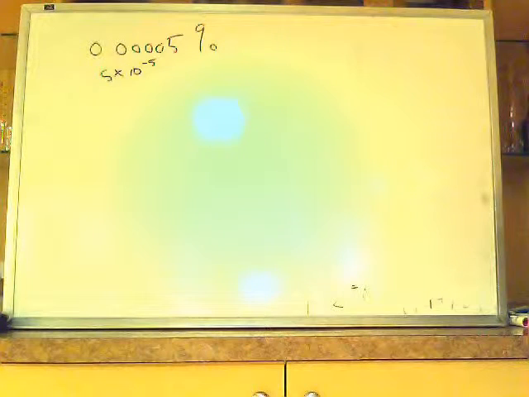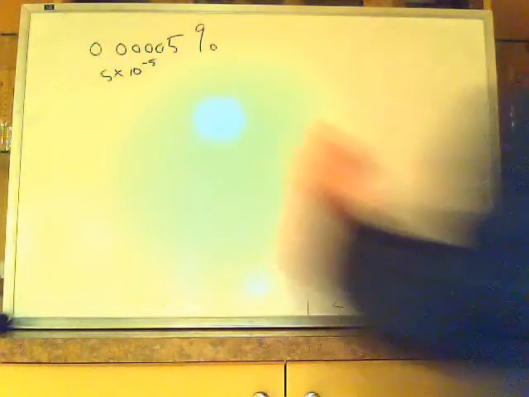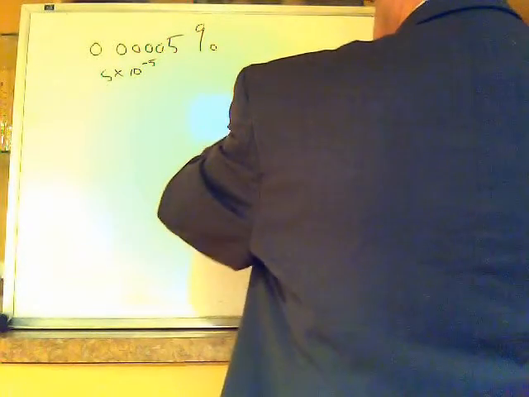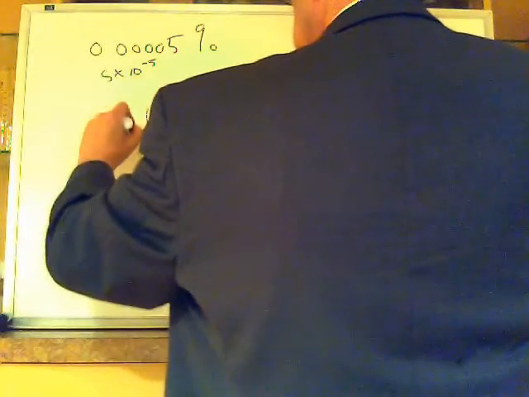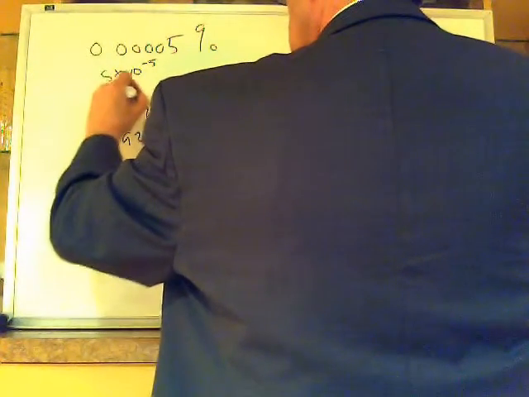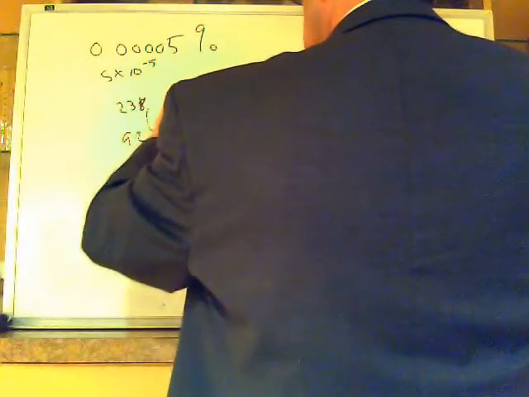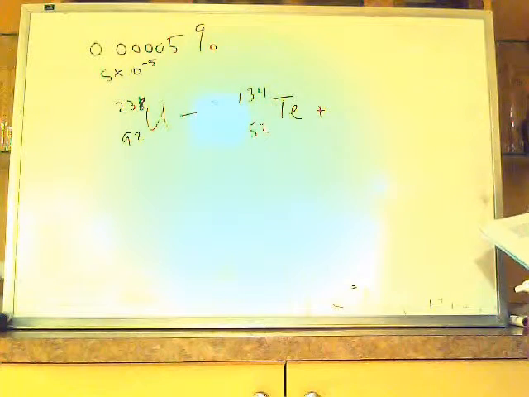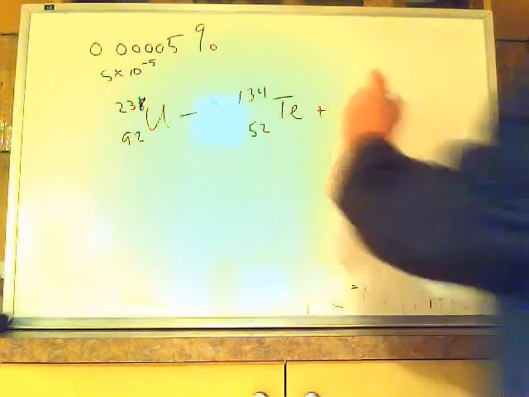So we have on page 142 the reaction where uranium 238 is undergoing spontaneous fission, and it's producing tellurium 134 plus zirconium. So this is uranium 238, and it's going to tellurium 134 plus zirconium, and zirconium is 40 and 102.